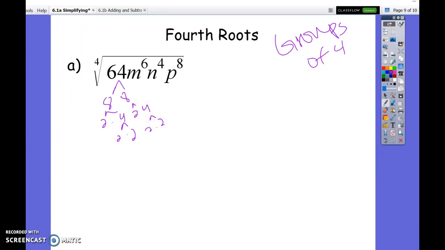Okay. M to the 6th power, well, if we want to write that out, I have to make a little bit of room here. That'd be 6 m's. Okay, n to the 4th power, notice how that's already a group of 4, but we'll write it out anyway. And then p to the 8th power is 8 p's. Okay, so now we're looking for groups of 4. That'll be a good time to pause and maybe try to finish this one up for yourself.